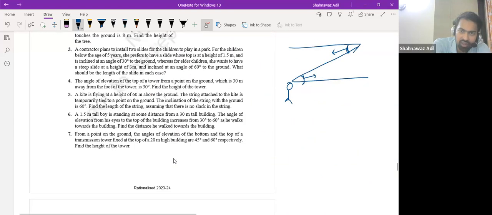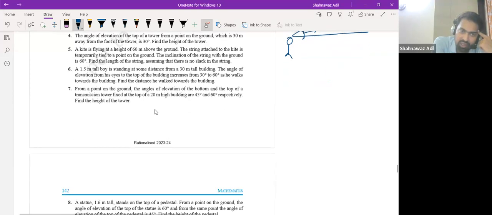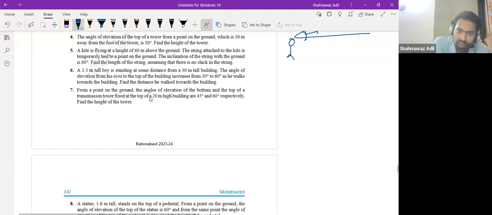Sir, in the Oswald textbook. In your what? Oswald textbook. Oswald. Okay, the angle of the tower, a kite is on the angle of that and with the tower. Yeah, this is a similar question, right?